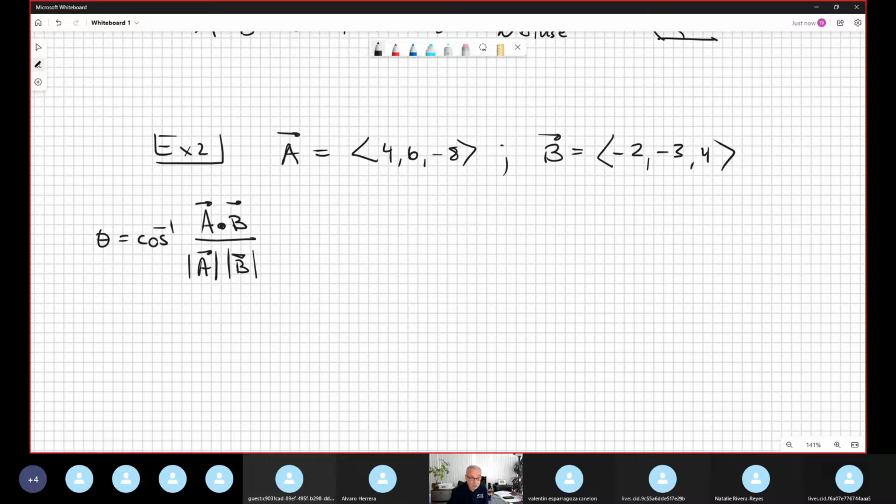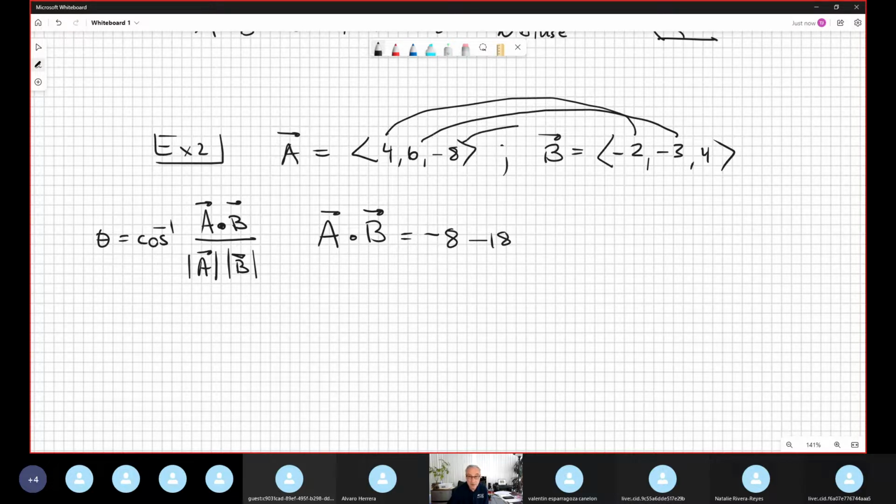Entonces, dot product first. Dot product is multiplication. One multiplication: 4 times negative 2. This component times this component is negative 8. This component times this component is negative 18. And this component is negative 32. Okay, adding everything is negative 58. Bueno, entonces I suppose que es in the second quadrant, ¿no? Pero no, okay, I have no idea.